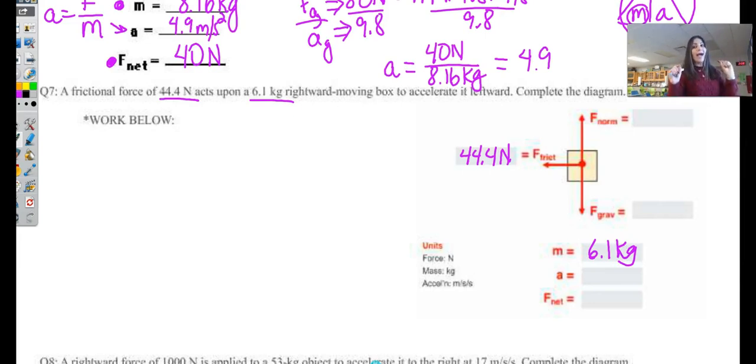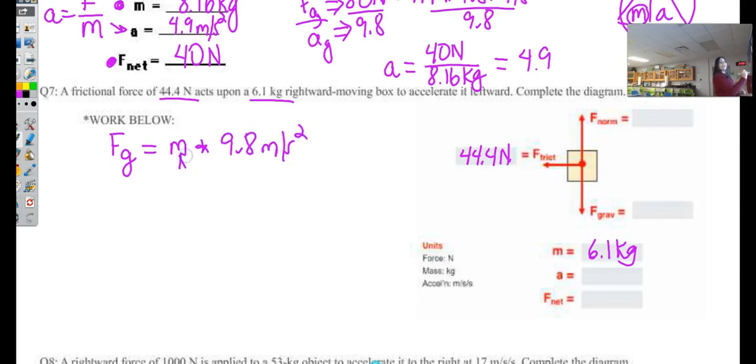Right away, I know that if I know my mass, I can figure out my Fg. So Fg is equal to m times 9.8 meters per second squared. So my m is 6.1 kilograms. So if I multiply 6.1 times 9.8, that gives me 59.78 newtons. Remember, that's a force. That's my Fg.